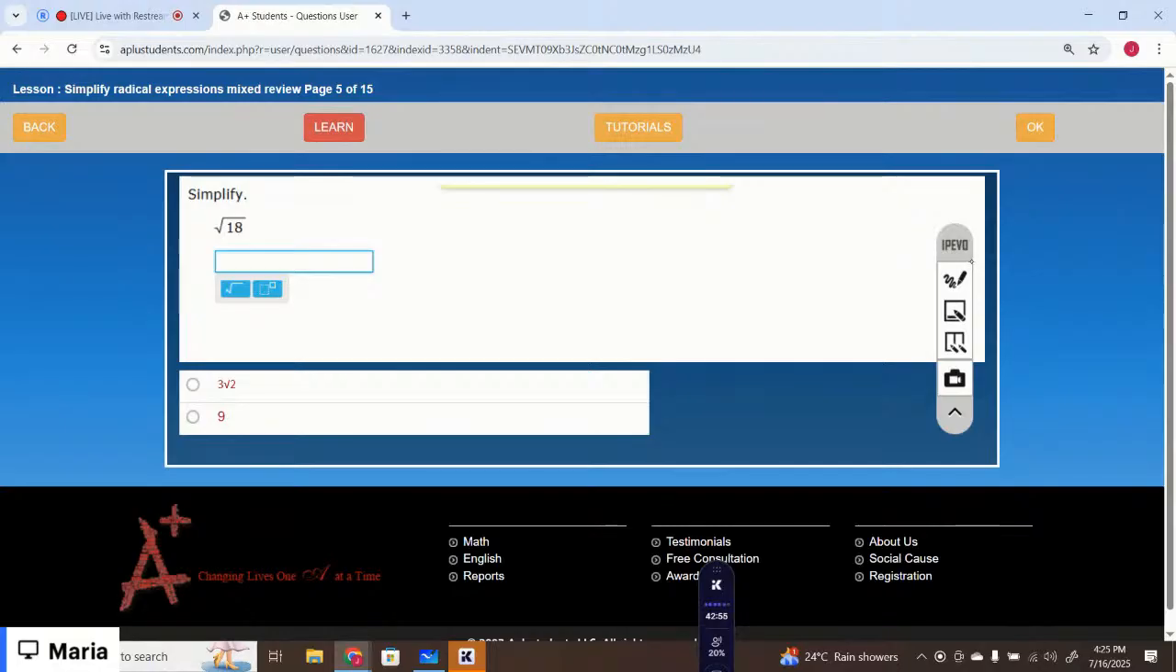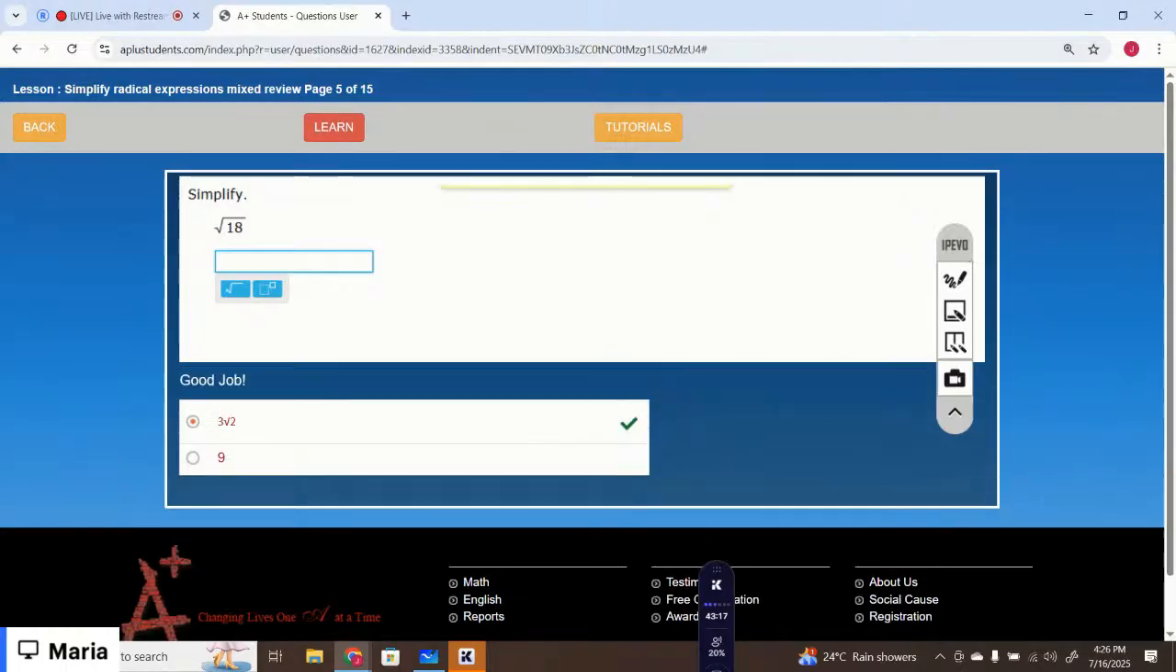Square root 18, which is the correct option. Option number 1 is the correct option. That is 3 square root 2. Option number 1 is the correct option.